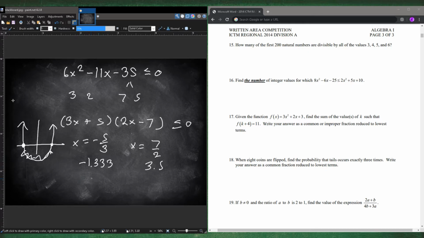So we could go from negative 1, because it's negative 1.33 here, so negative 1 is right here. And then we could go to 3 right here, because it's 3.5. So we go from negative 1 to 3. So how many integers are there? Negative 1, 0, 1, 2, and 3. So that's 1, 2, 3, 4, 5. So our answer for number 16 is 5.